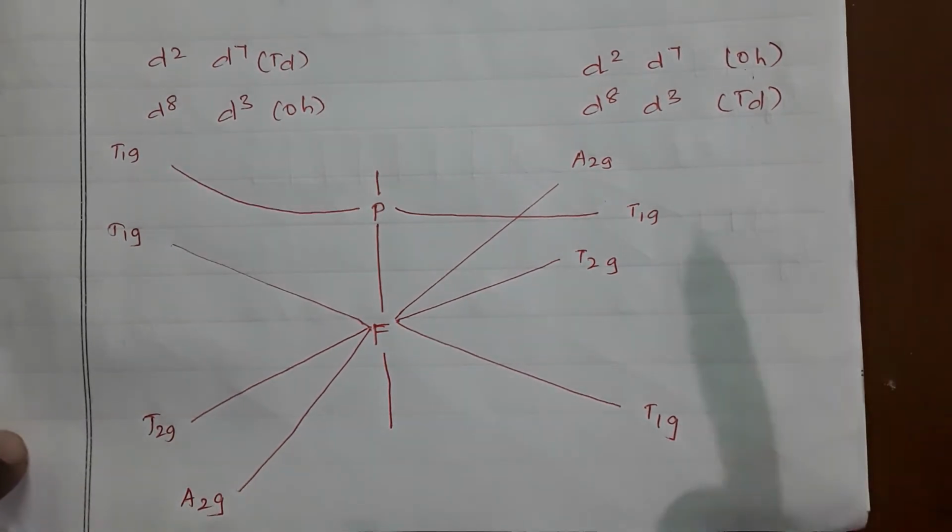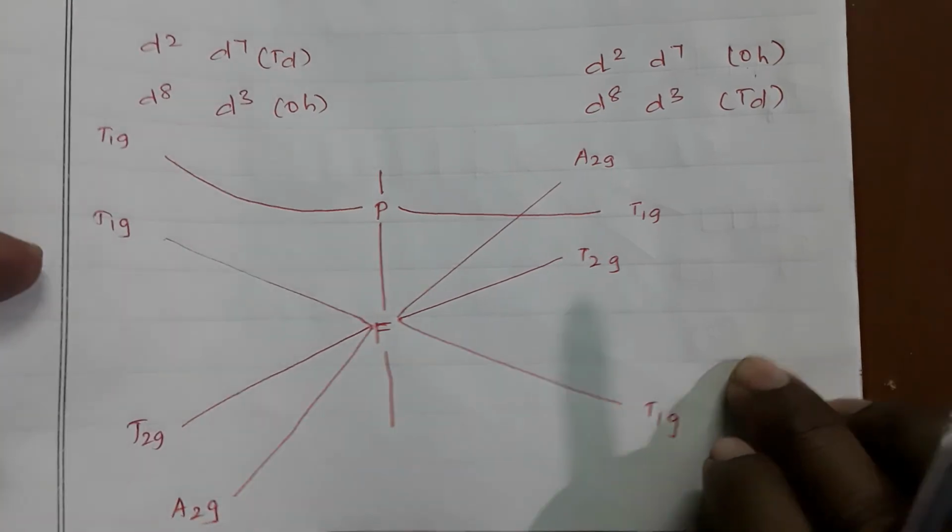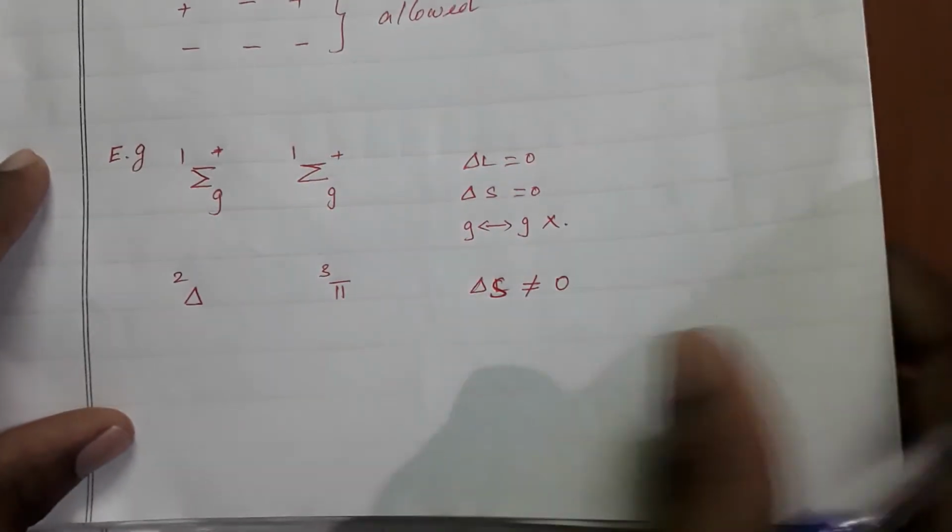In my next video you can see how many transitions are possible for the D term and F term, and also the selection rules for electronic transitions.